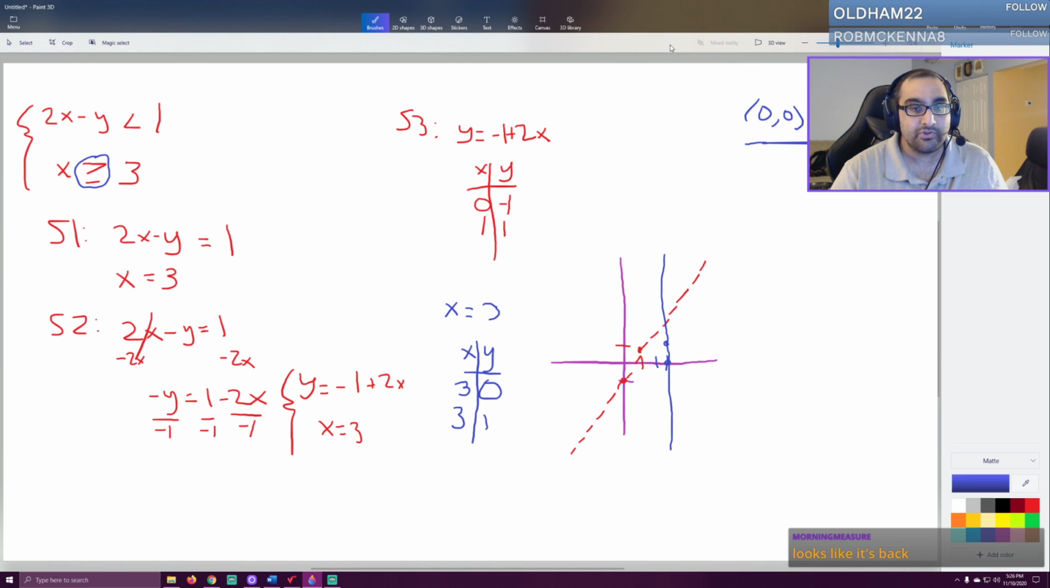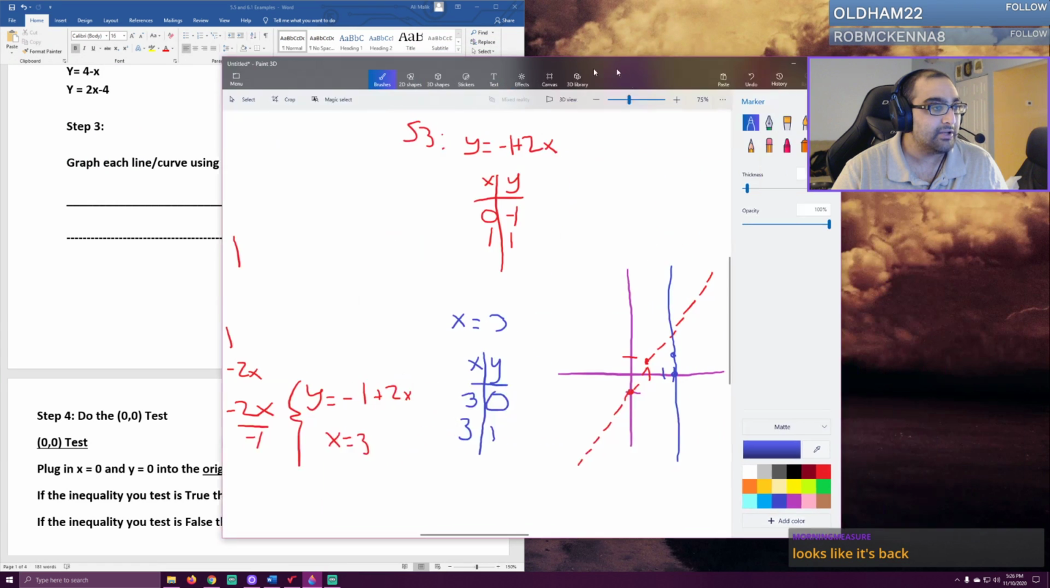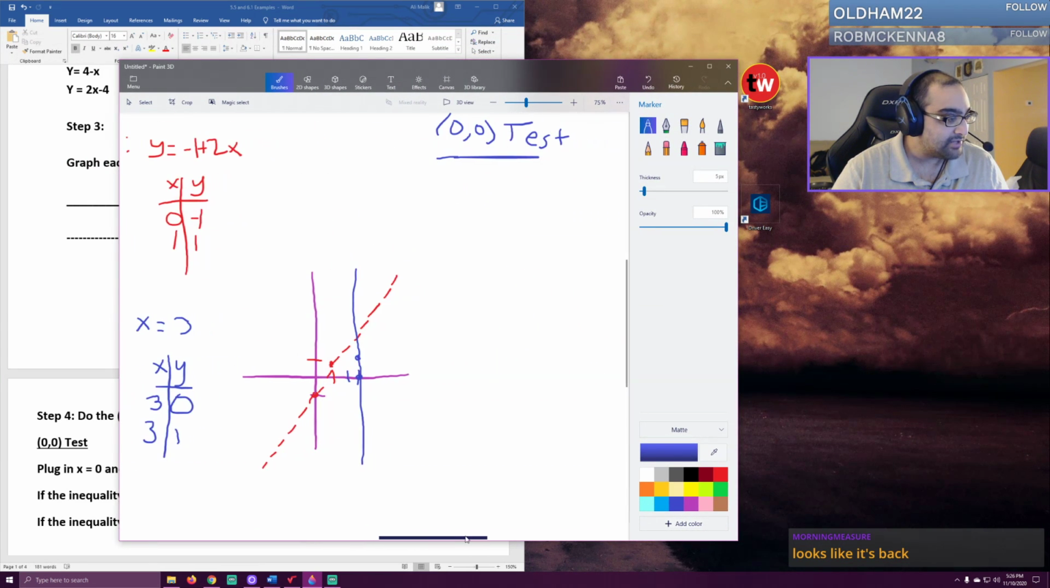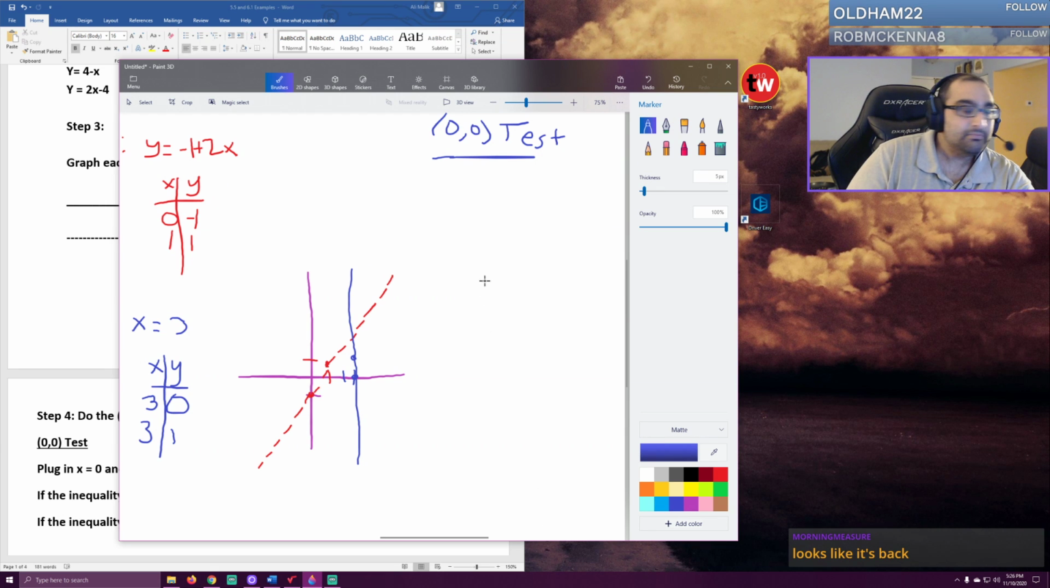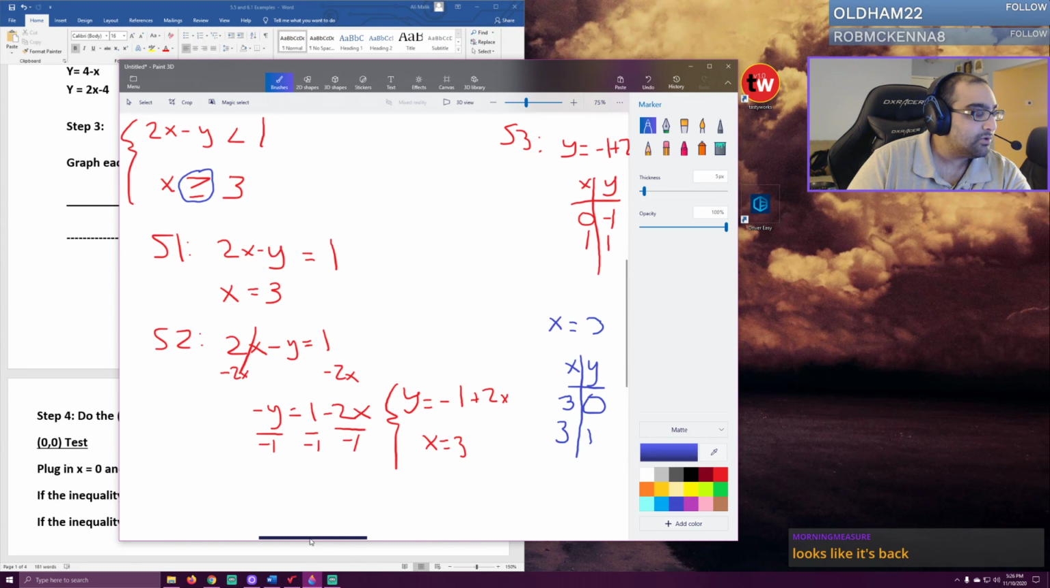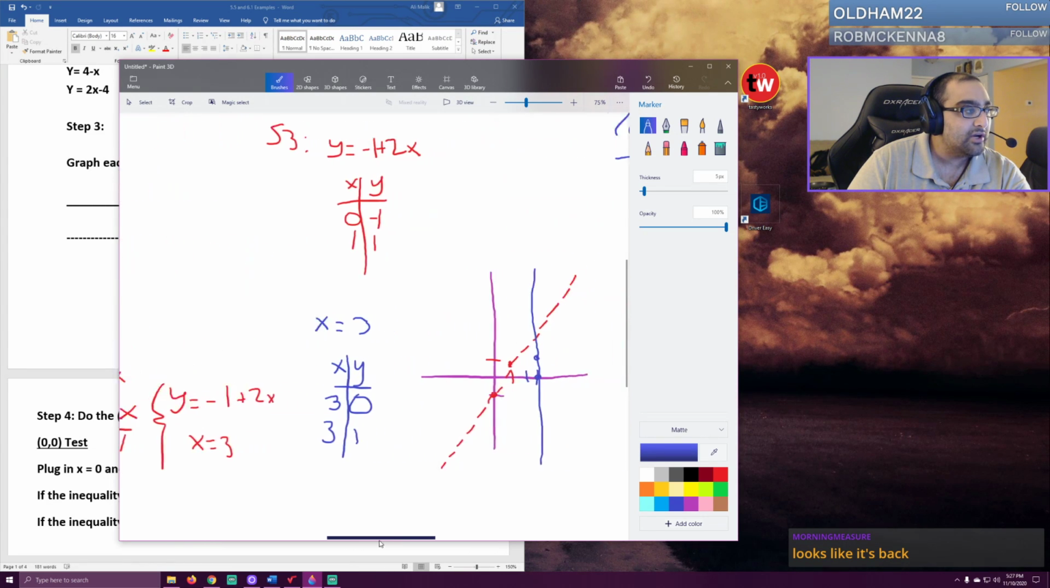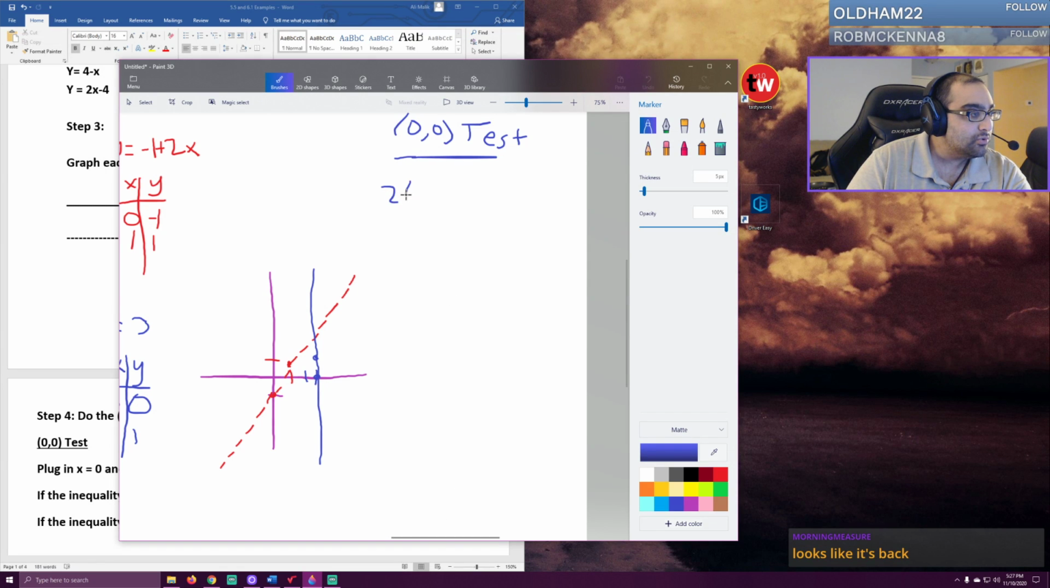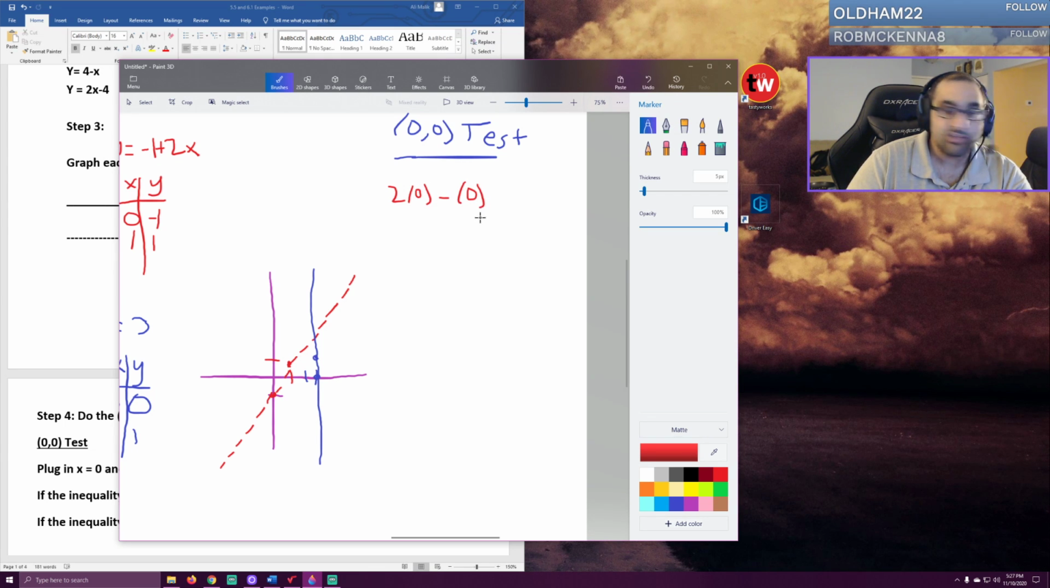So here we have a 0-0 test. Well, it'd be helpful if I could make the 0-0 test be actually somewhat passable in a scene format. Okay, so we're going to go ahead and do the inequalities here. We're going to take the first inequality, which is 2x minus y is less than 1. So we're going to put 2 times 0. Actually, let me put that in red. So 2 times 0 minus 0. We'll put x is equal to 0, y is equal to 0 here, is less than 1.